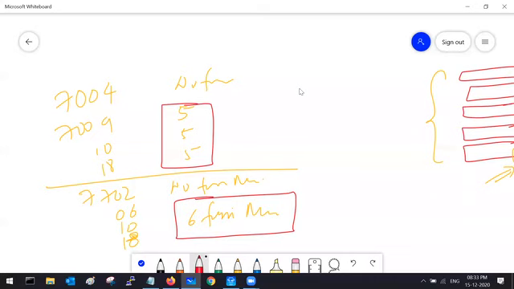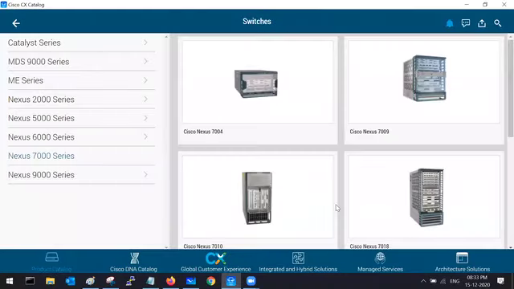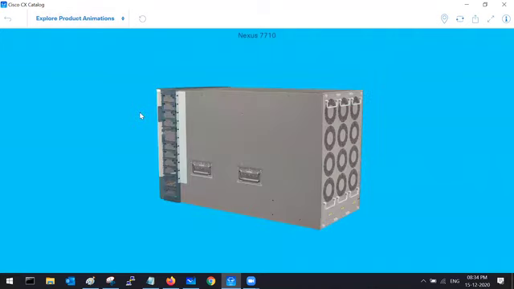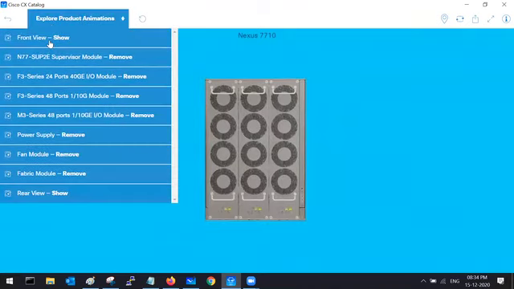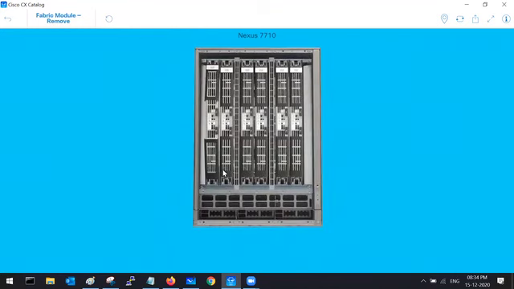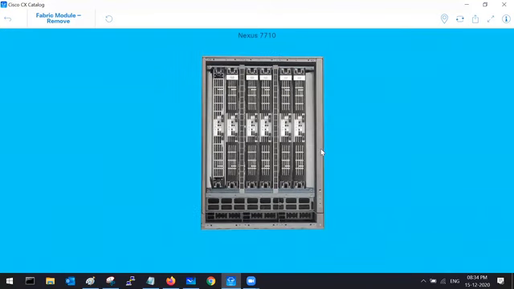Can you show the backside of the 7710? 7710 rear. Okay, one sec. That's 7710, guys. From the rear of 7710, we have 3 fan trays. Below the fan tray, these are the 6 fabric modules. And after these fabric modules, there is nothing. There is the motherboard, and then in the front it is line card.